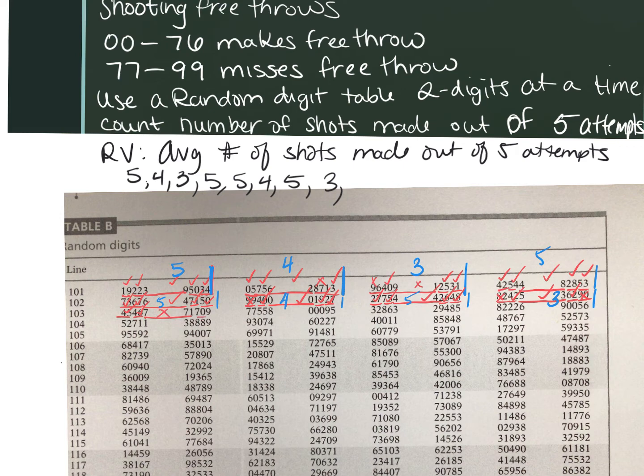70 is a make. Wait, no, it's not 70. It's 17 and 9. So that's 4. 77 is a miss. 77 and 99 was a miss. And then 77 is a miss. 55 is a make. 80 is a miss. 0, make, 0, 0, and 95 miss. So that was only 2.